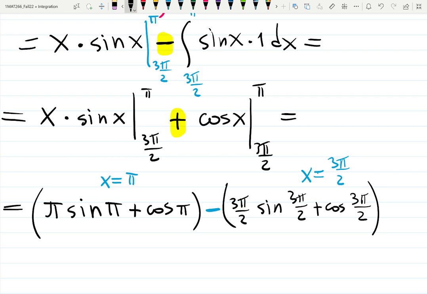Anyway, sine of pi gives you 0. Cosine of pi gives you what? Negative 1. So 0 minus 1. What is the other stuff? What is sine of 3 pi over 2? Negative 1. Nice. Some people remember. That's good. And what is cosine? 0. So this piece gives you 0. And then if you simplify, oh, it did. It becomes 3 pi over 2 minus 1. 3 pi over 2 minus 1.